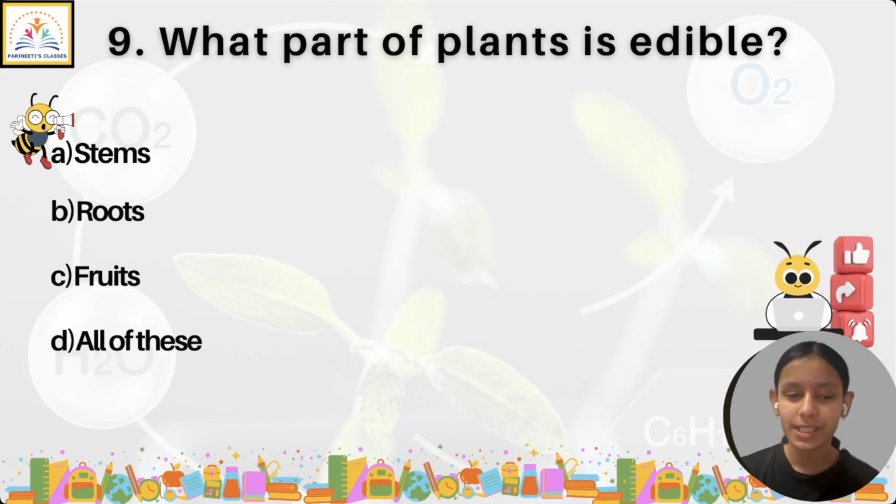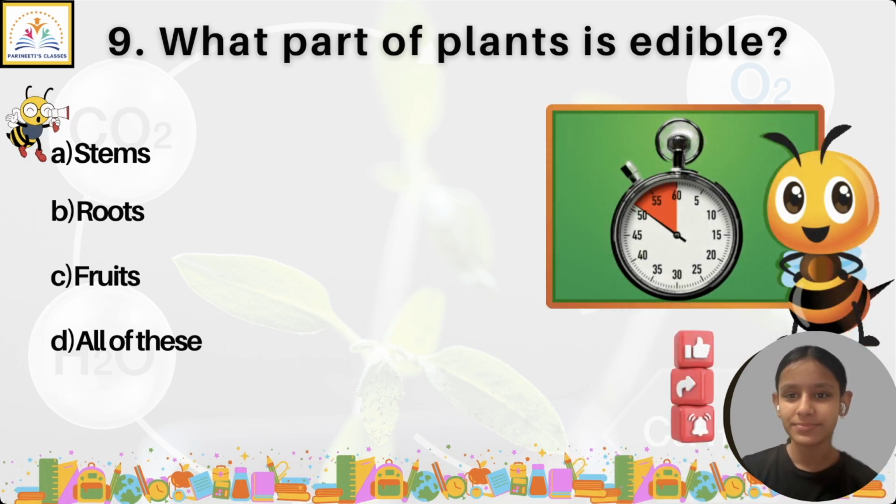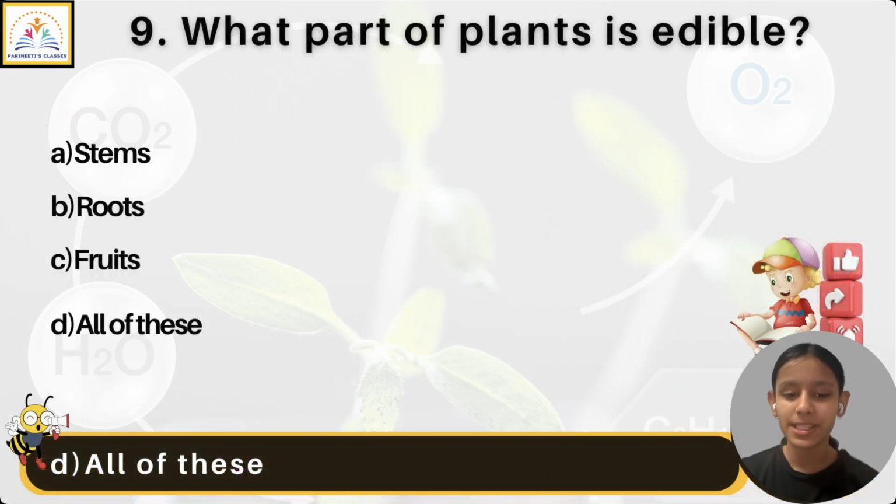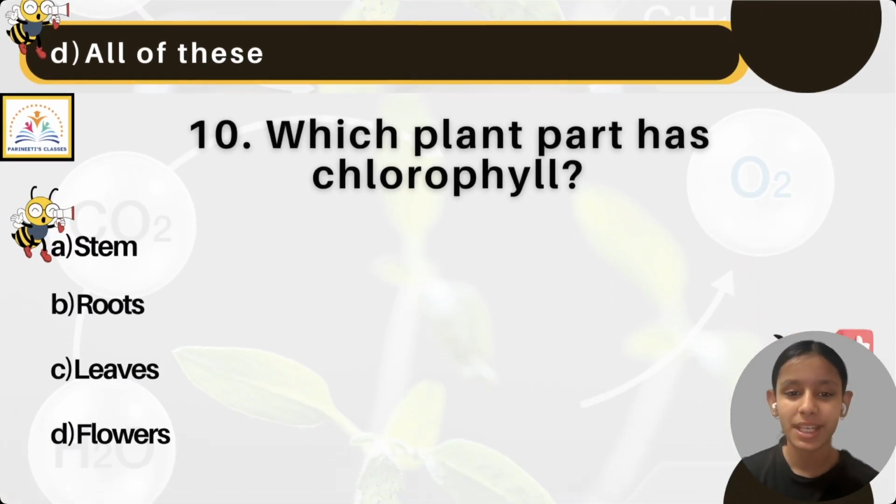The ninth question is, what part of plants is edible? That means, what part of the plant can we eat? Option A, stems. Option B, roots. Option C, fruits. And option D, all of these. The correct answer is option D, all of these.